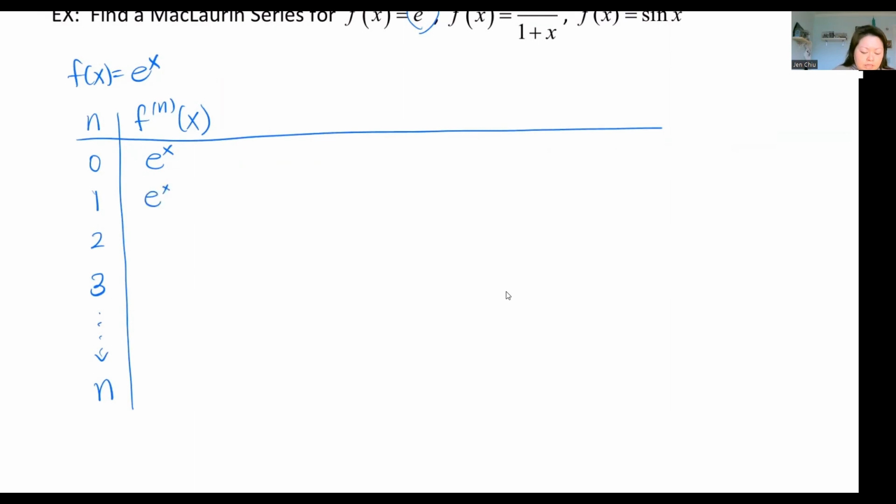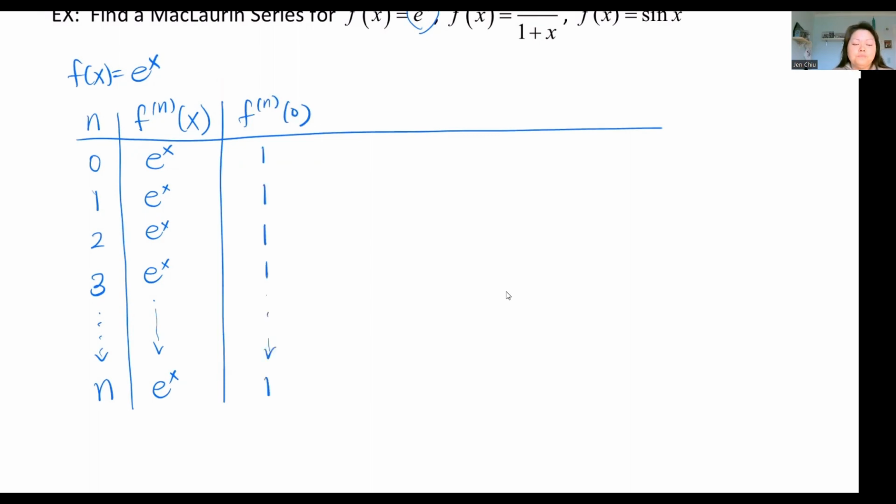So it's going to be e to the x, e to the x, e to the x, e to the x. All right. Next, Maclaurin says you then plug in 0. Well, this one's nice. Either 0 or 1. So it's just 1 all the way through.